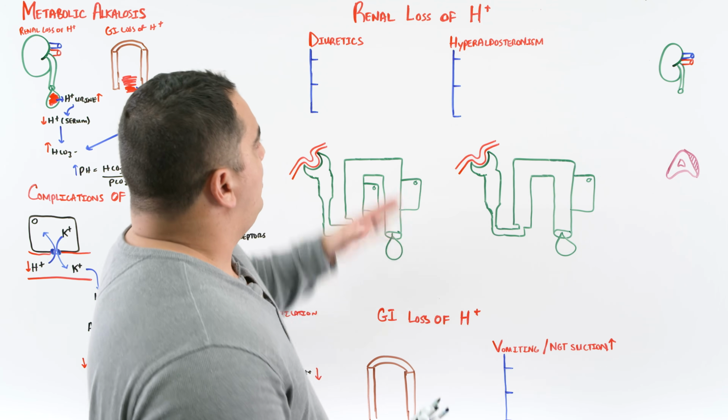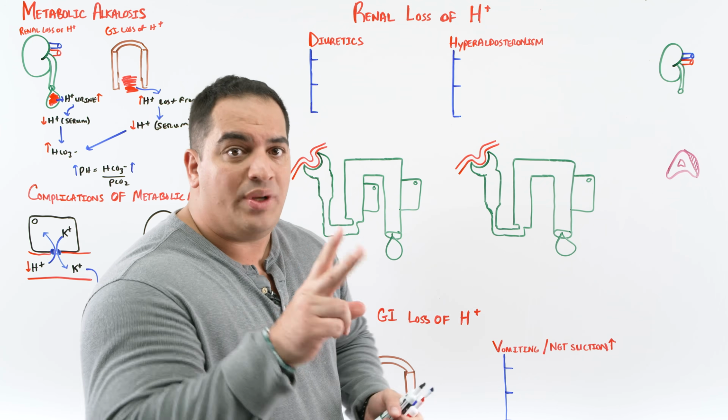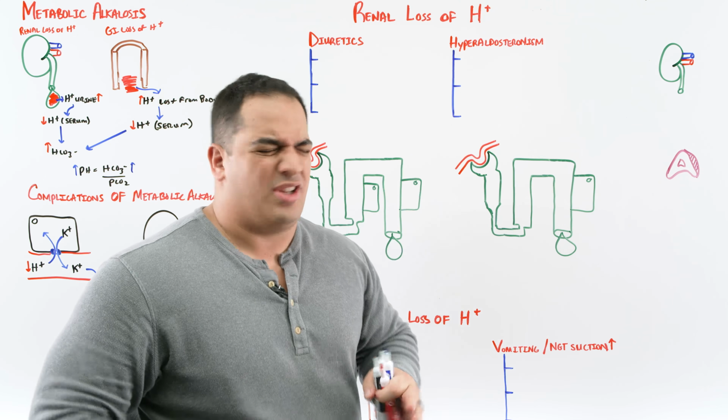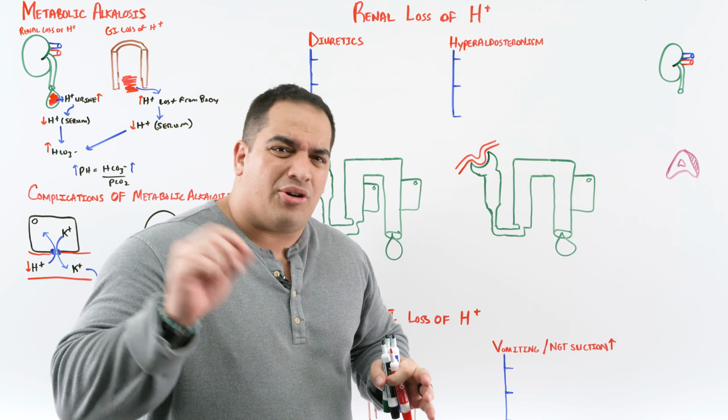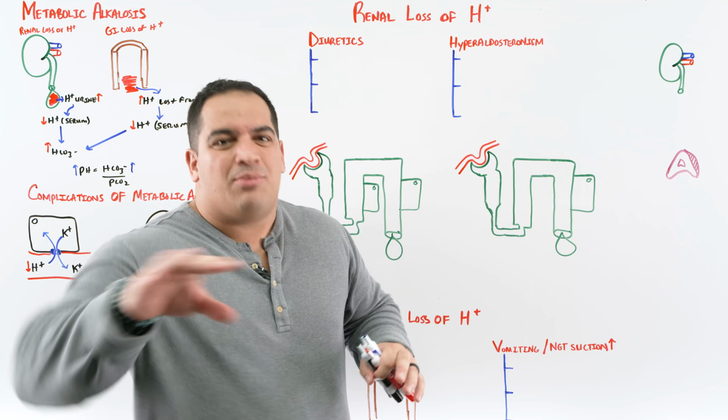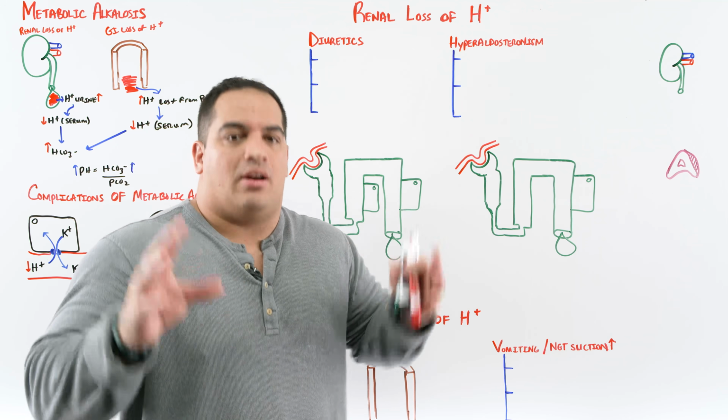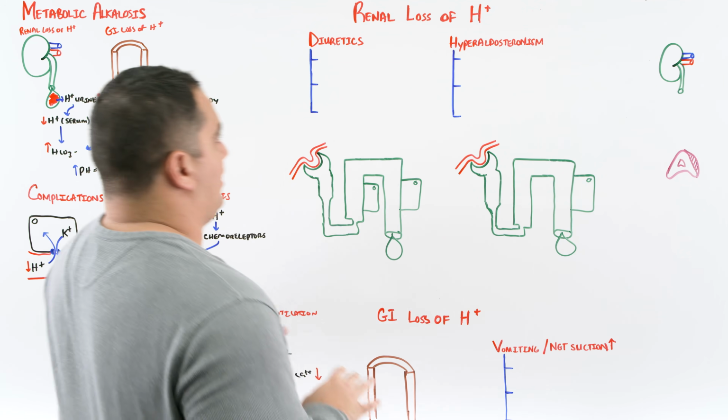All right, let's think about the renal losses of protons. It's usually two etiologies: one, diuretics, and the other, hyperaldosteronism. There is another one called Bartter and Gitelman syndrome. It's more in the pediatric system and very rare, so we're not going to talk too much about it. We're going to focus on the more common things.